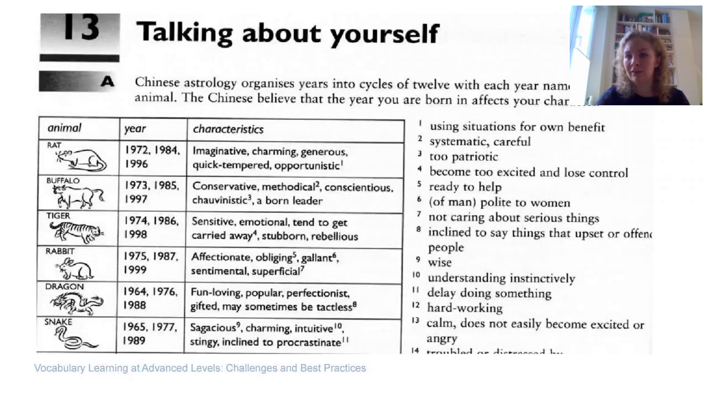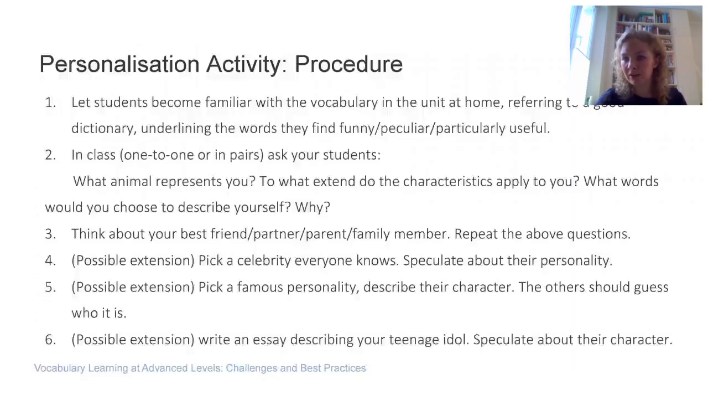And of course, there's going to be a lot of fun, because with all the positive adjectives, people would tend to agree, and with all the negative ones, they would disagree. Then you can say, okay, what words would you choose to describe yourself? If this doesn't fit, what other words can you use to describe yourself?